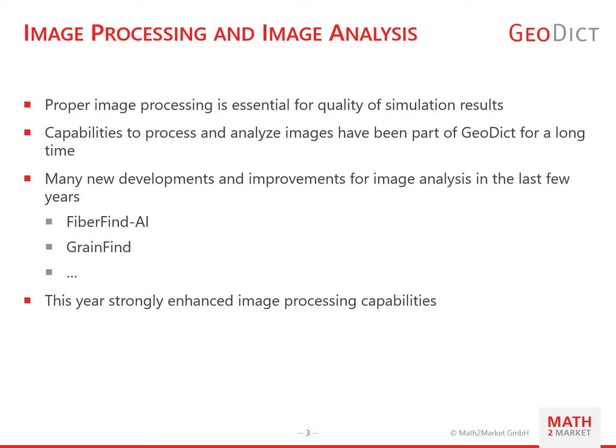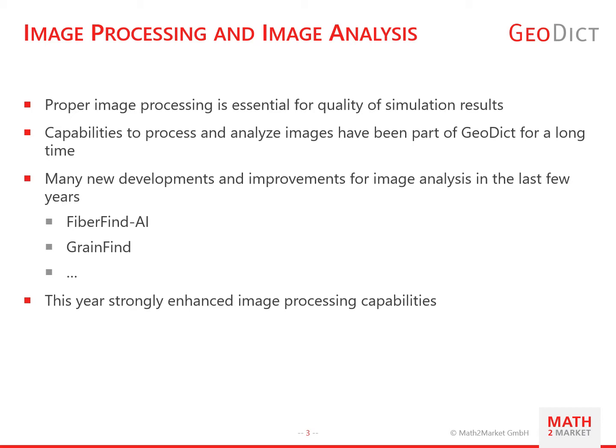This year is the first year that we have a dedicated block on image processing and image analysis at our user meeting. This is not because all these things are new to us. In contrast, all these tools for image processing have been part of GeoDict for a very, very long time, but we want to put more focus on them because proper image processing is basically essential to obtain high-quality simulation results. For example, if you do not segment your sample properly, you cannot expect to obtain any relevant simulation results.